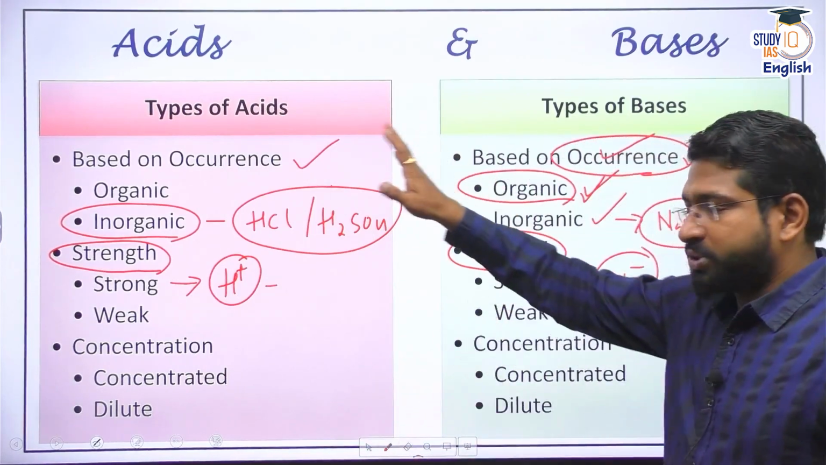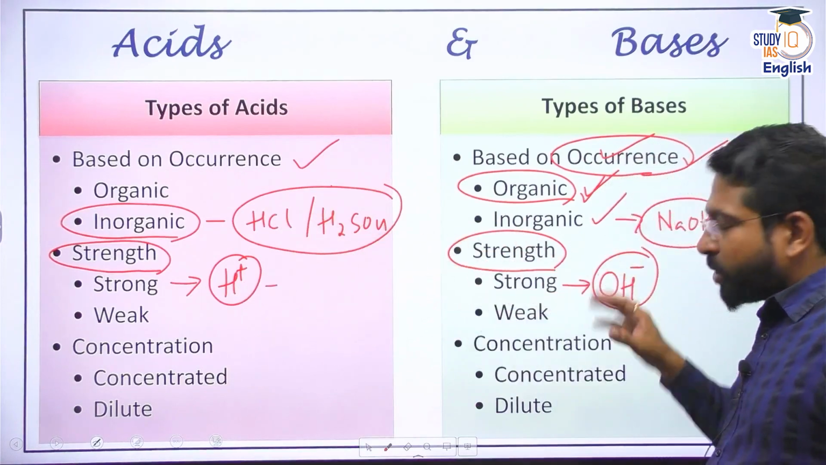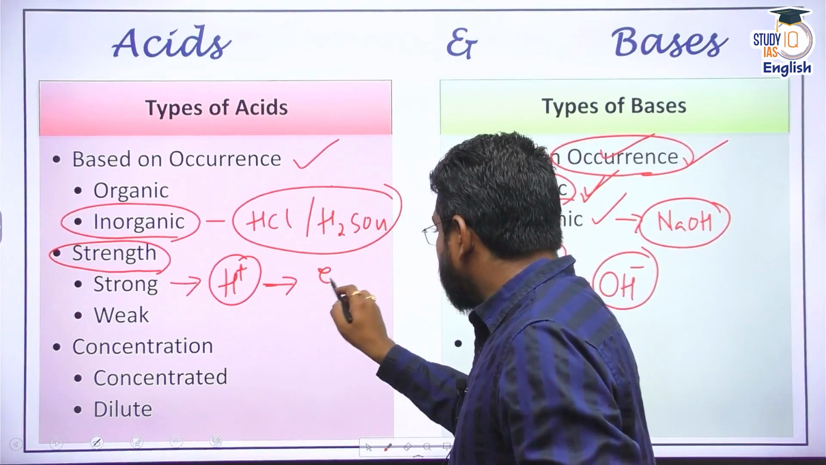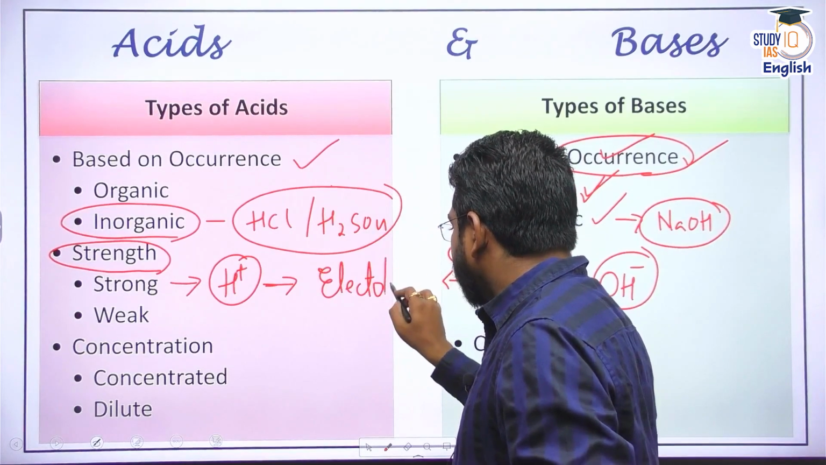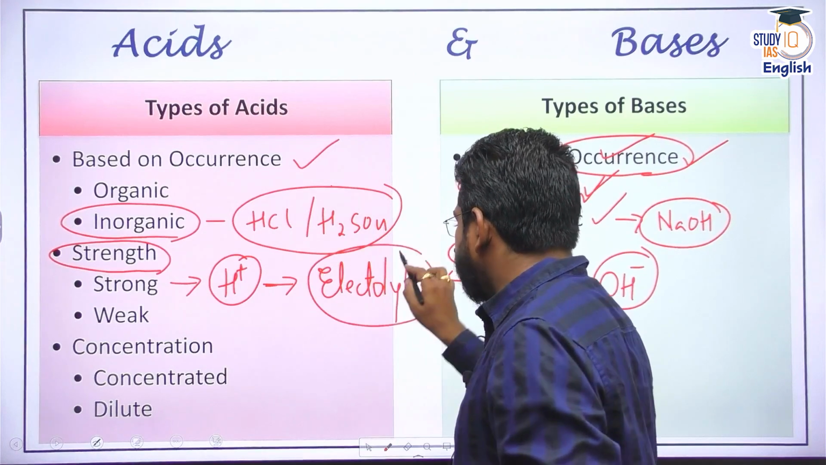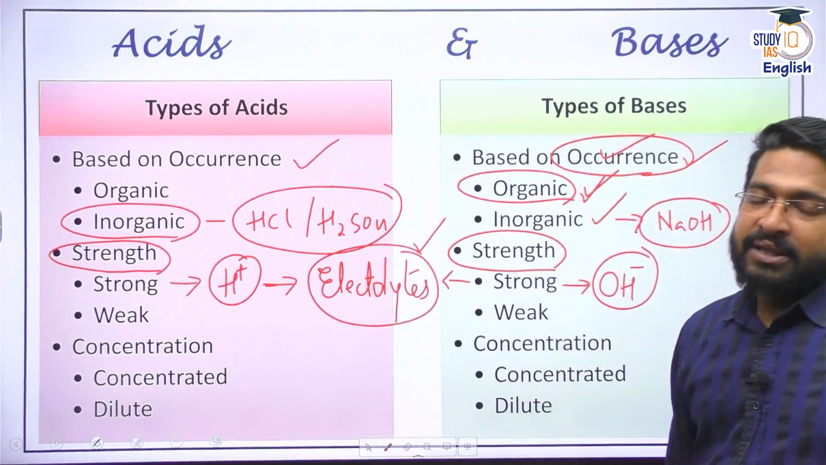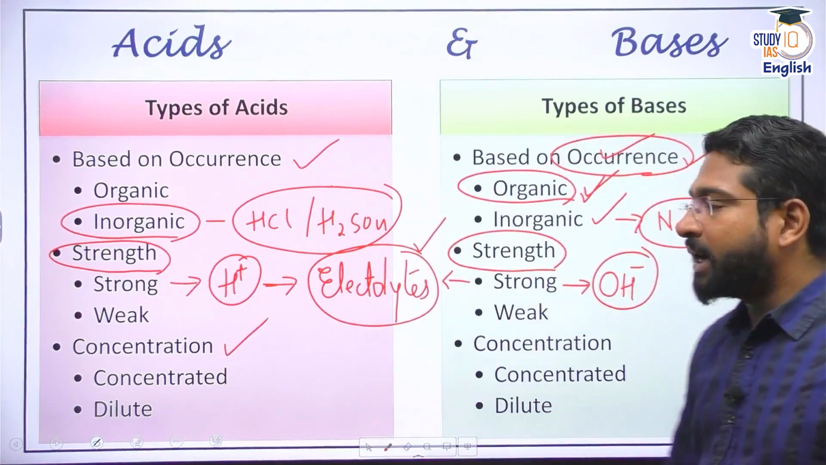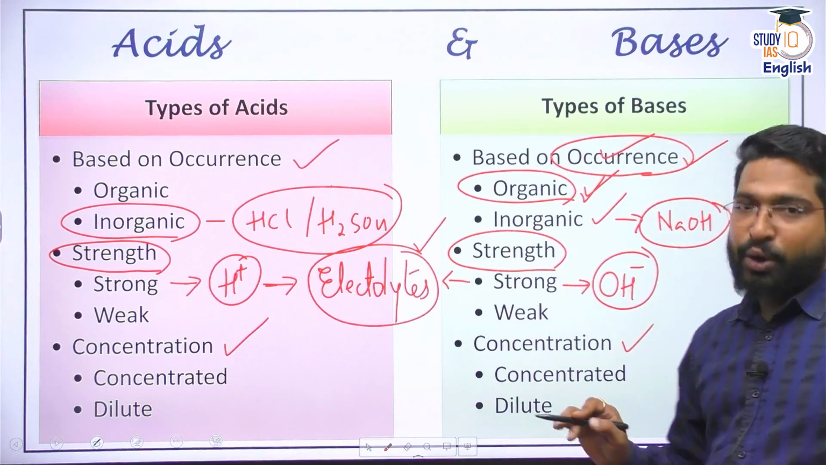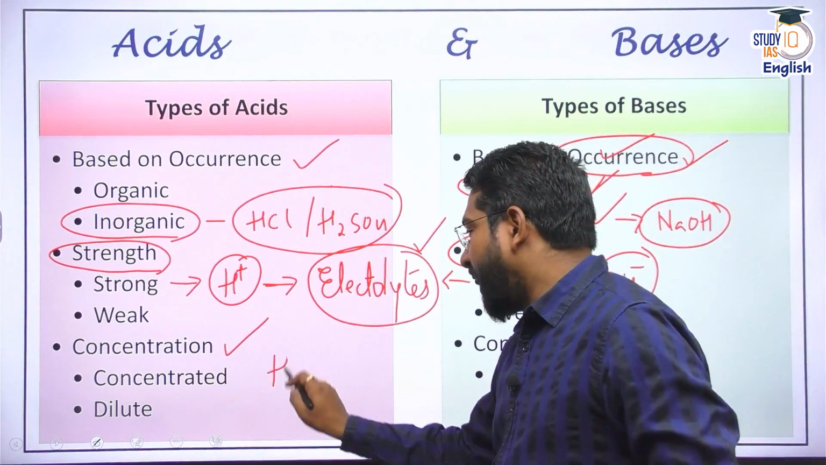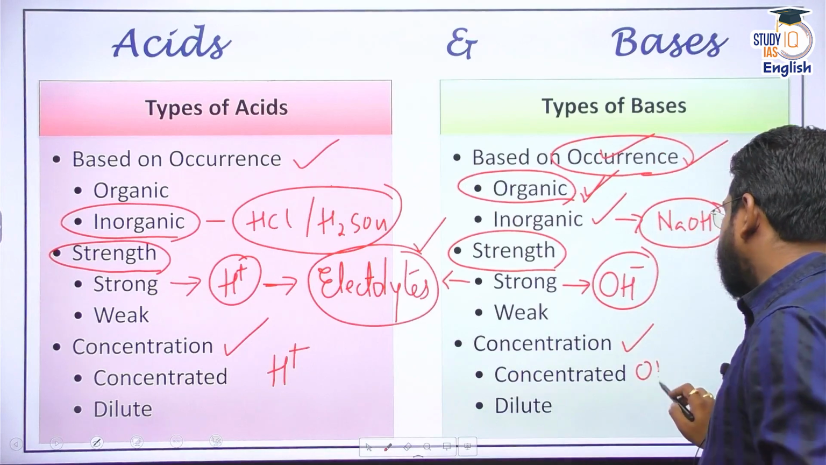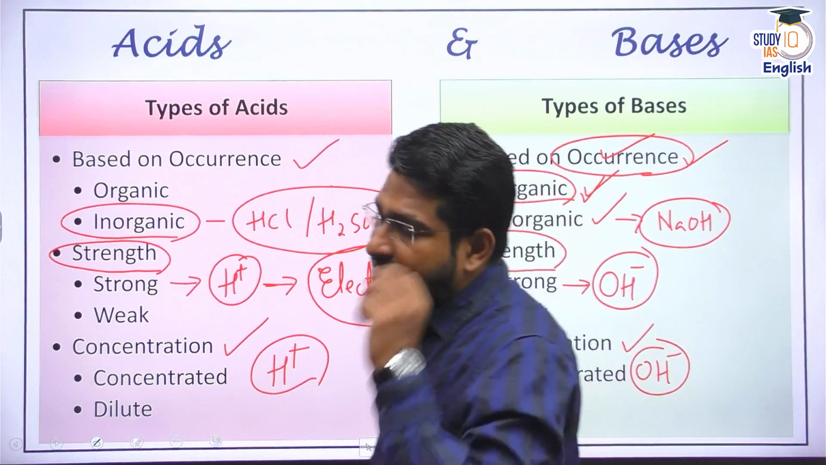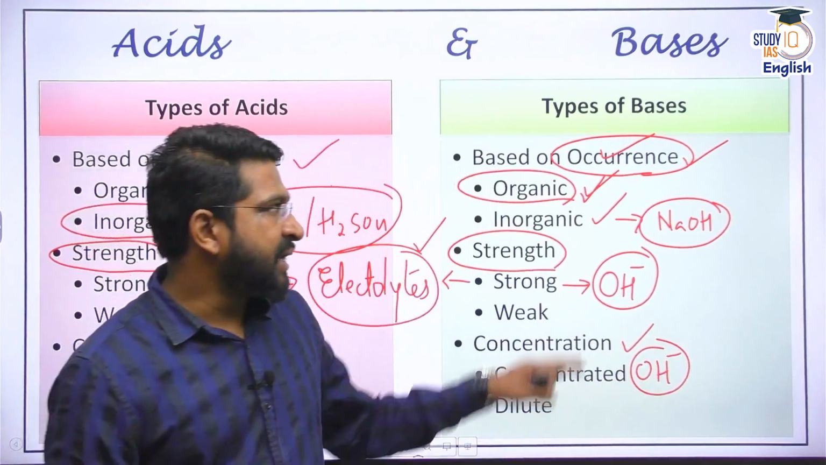Apart from that, both strong acids as well as strong bases become very good electrolytes. This is a very important point. They become very good electrolytes. For electrolysis, we can use them. The third way of categorizing acids and bases is based on the concentration, that is the amount of hydrogen ions, here the amount of H plus ions and the amount of OH minus ions present. That way we categorize them into concentrated and dilute acids, concentrated and dilute bases.